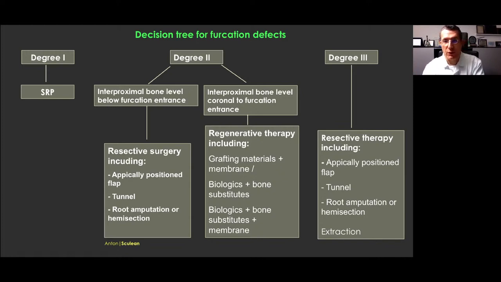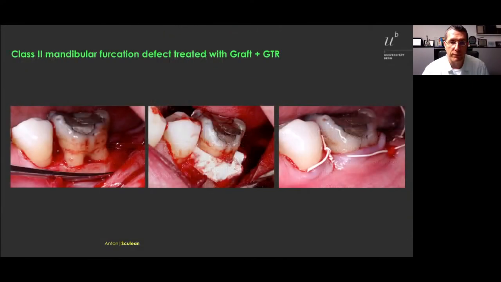What about class 3 furcation? That means a through and through furcation. We never go for a regeneration. We go for a resective approach usually. And of course, you have a number of different approaches like apically positioned flap. We can perform the tunnel. We can have a root amputation or hemisection. In some cases, especially if we have a vertical mobility of the molar, we may extract the tooth as well.